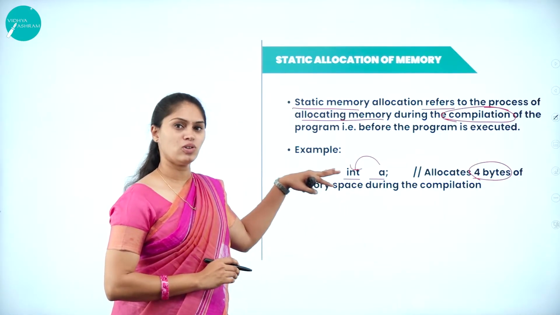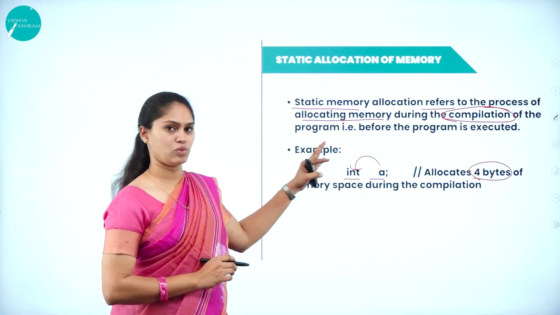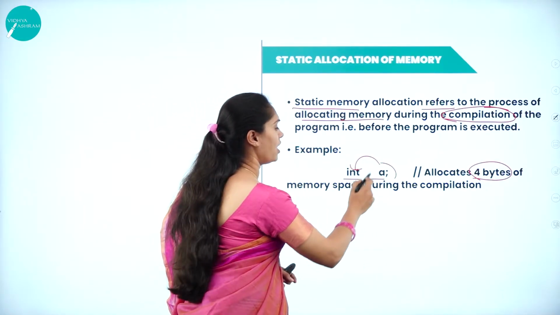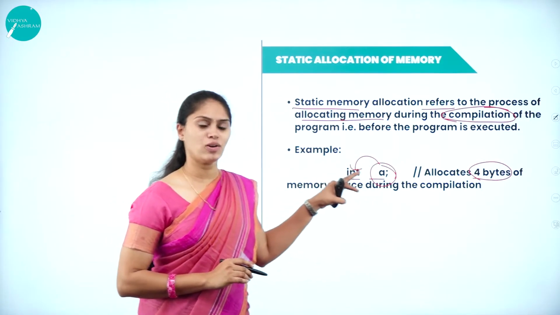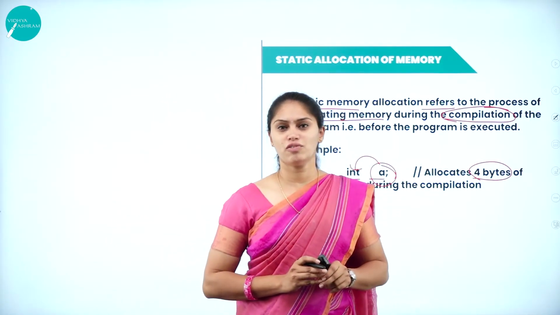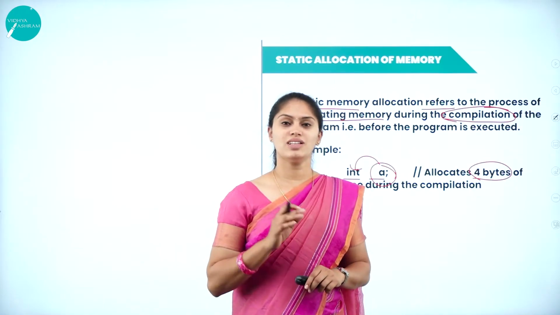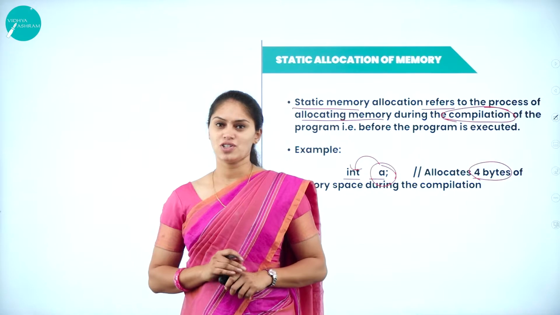So it is going to allocate 4 bytes of memory. 4 bytes of memory will be allocated for the variable called A. So when will it be allocated? Before the execution of a program, or at the time of its compilation. So this is regarding static allocation of memory.